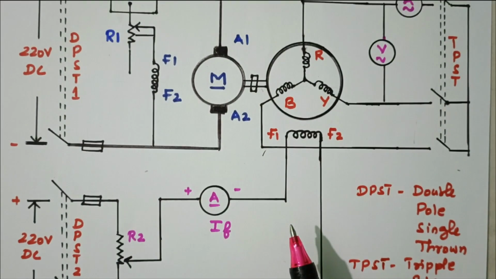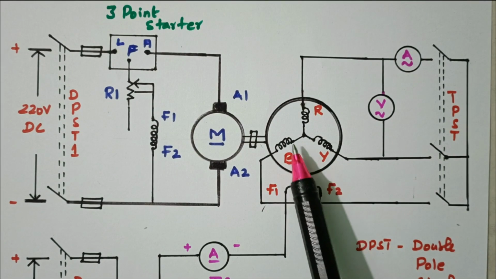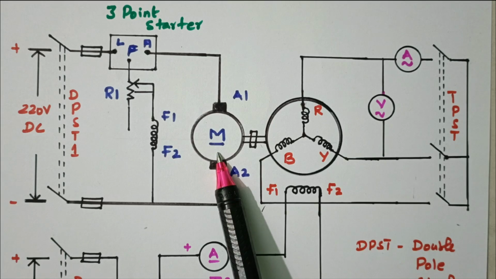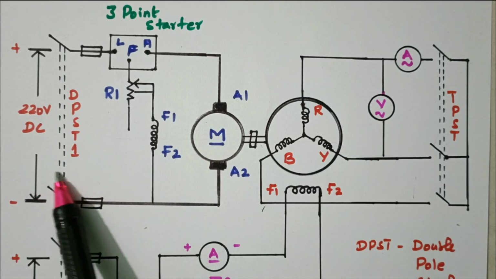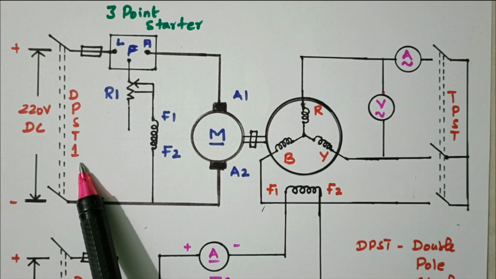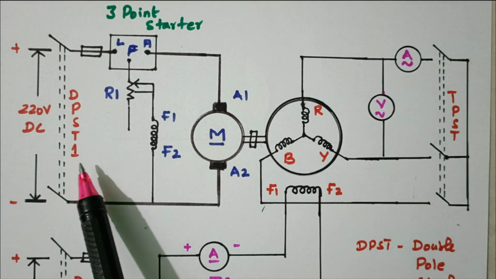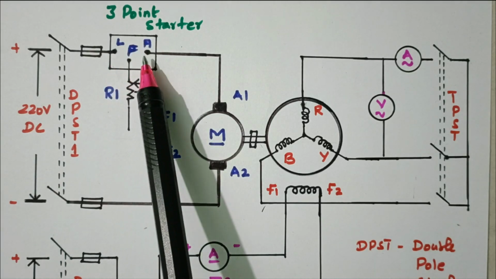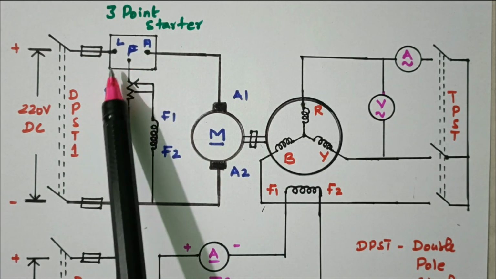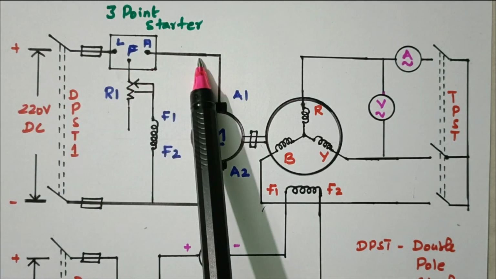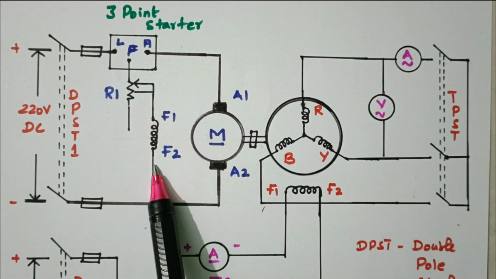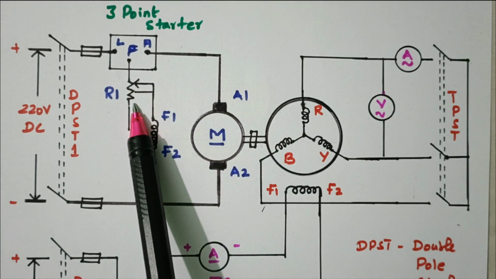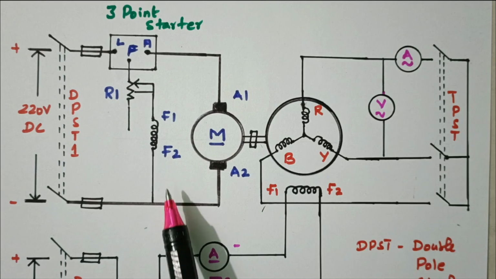And this alternator is coupled with the motor. In order to rotate this alternator, we have connected a DC motor, which is supplied with the 220 volt DC supply. It is connected through DPST1. For excitation we have DPST2, here DPST1. Then a 3-point starter is available: line, L, A and F, that is line, armature and field. L is connected to the DC supply, A is connected to the armature, F is connected to the field winding of the DC motor, F1, F2. This rheostat is used to control the current flowing through the field winding.